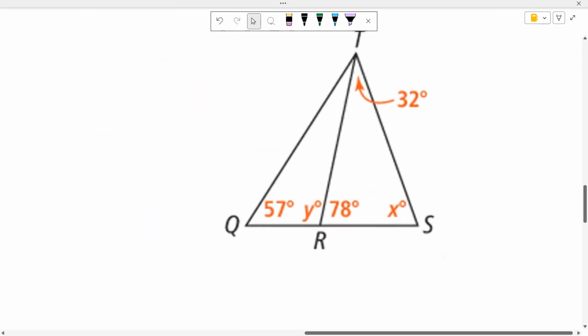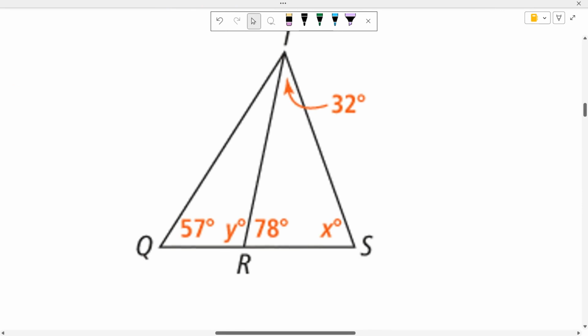So in this triangle right here, what is x? Well, you take 32 plus 78. So that's 110, right? So if that's 110, what's left for x? 70. Now, how are we supposed to find y? Well, this is a straight line, right? How many degrees are in a straight line? 180. If 78's on this side of the angle, what's its linear pair? 102. Okay? Linear pairs are important.